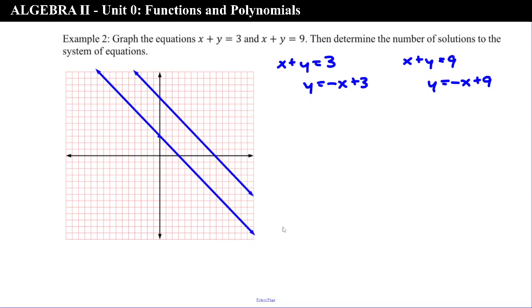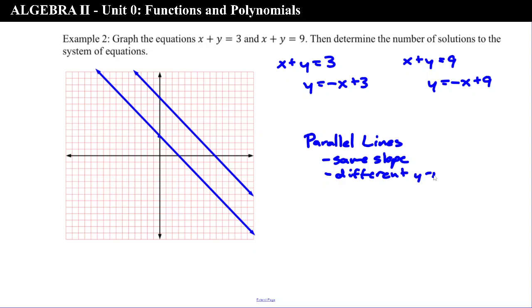So, since we have parallel lines, we have the same slope but different y-intercepts. So, parallel lines, same slope, different y-intercepts, which means we have no solutions, which again makes sense, right? If they're parallel and they never cross, we're never going to have a solution.